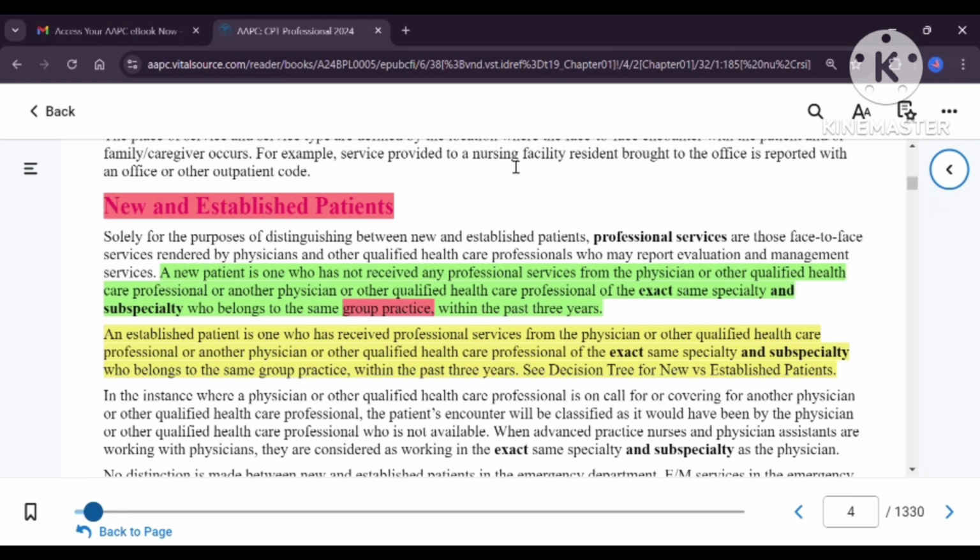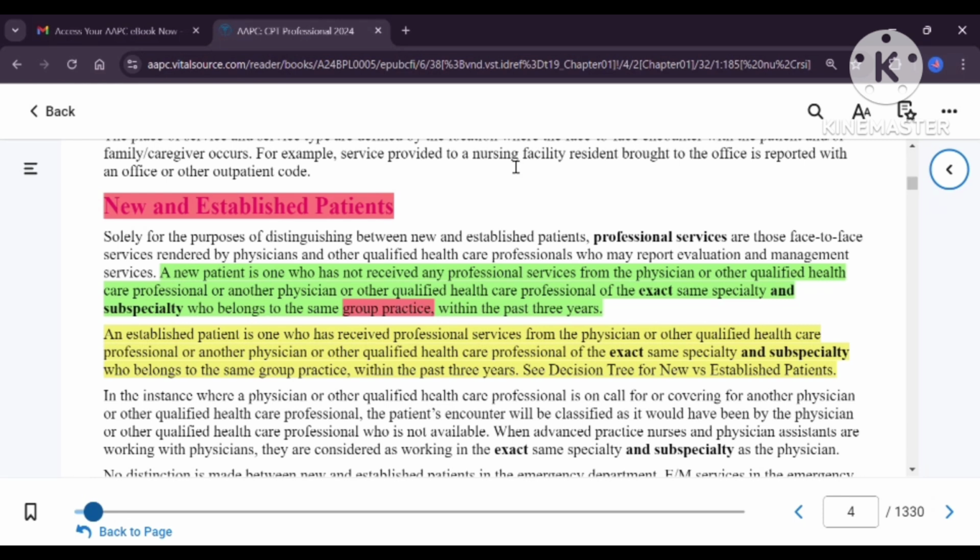I will give you one example for the established patient. Last year, one patient came to the cardiology department, and again he is coming to the cardiology department this year also. Then he will be considered an established patient. And here they use a term, doctors who belong to the same group practice. Group practice means, within the same hospital, those who are all working as a group of doctors.